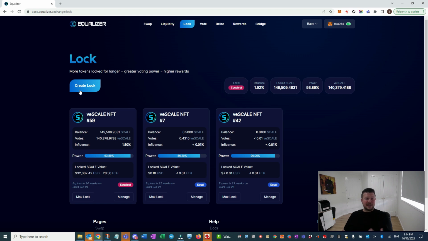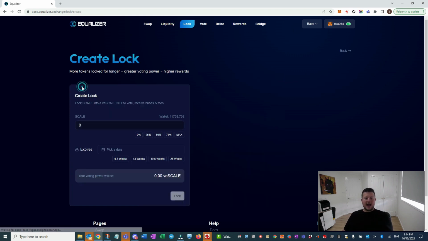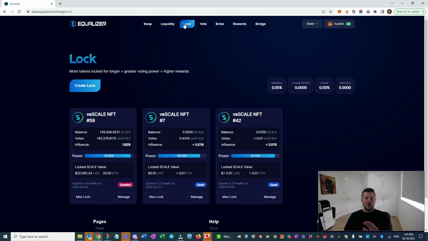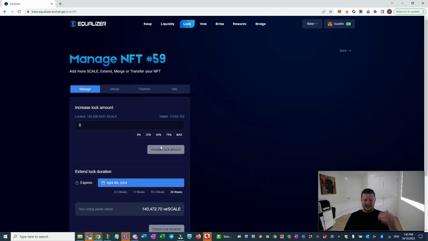So what we could do here is create a new NFT. We just hit create lock, and that would take us in and we get the opportunity to make our own one. 26 weeks is how long we lock our scale for, and that gives us full voting power of veScale. So I could lock all of this into a new NFT, and then I can always merge them later on. But for this example, I'm going to put it into this NFT here.